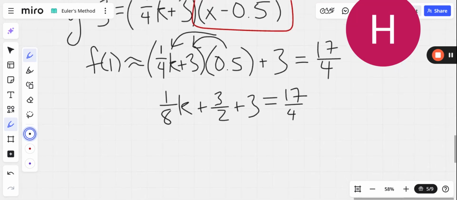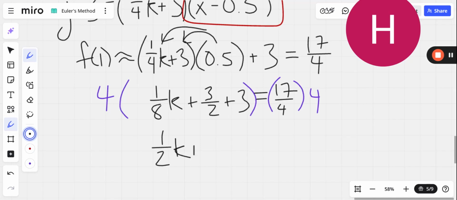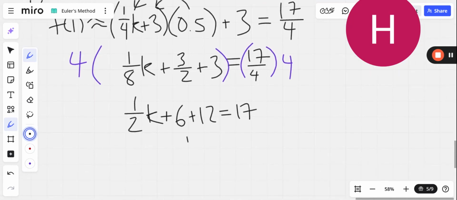Now what I'm going to choose to do is multiply everything by 8 because we don't need these fractions, right? You could also choose to multiply by 4 and that would still work. Let's multiply by 4 and see what happens. So we'll have 1/2 k plus 3 times 4 is 12 over 2 is 6 plus 3 times 4 is 12 equals 17. See how that cancels stuff out really nicely. So if we subtract the 18 on the other side, we get -1, and therefore k is -2.